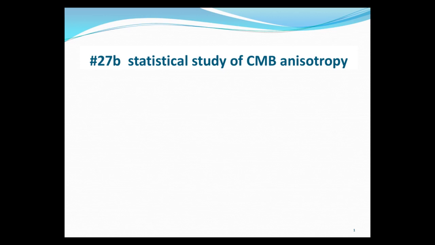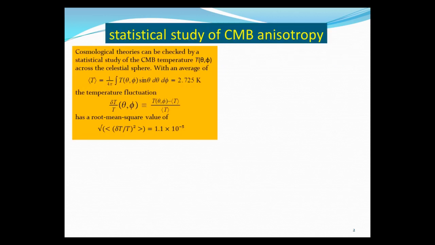We're going to talk about the statistical study of the CMB anisotropy. Cosmological theories can be checked by a statistical study of CMB temperature across the celestial sphere. The temperature at angle theta and phi, with the average value integrated over the solid angle, should be 2.725 Kelvin.